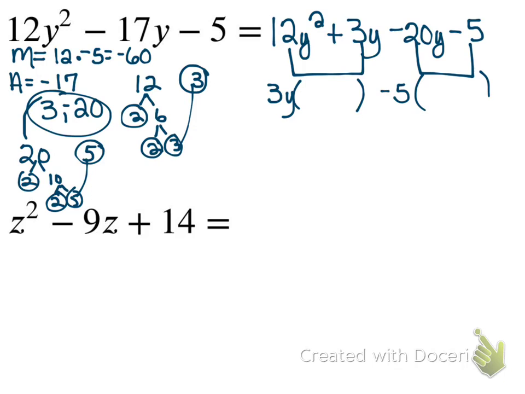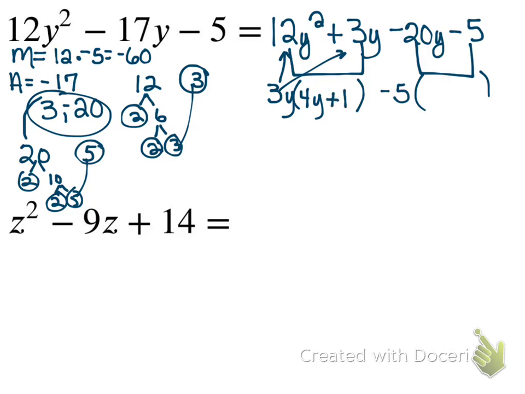So now we're going to use that to factor them. So 3y times what gets me to 12y squared? So 3 times what gets me to 12? 4. And what variable has to be with it? Y. Okay. Then 3y times what gets you to 3y? 1. So plus 1. Okay.